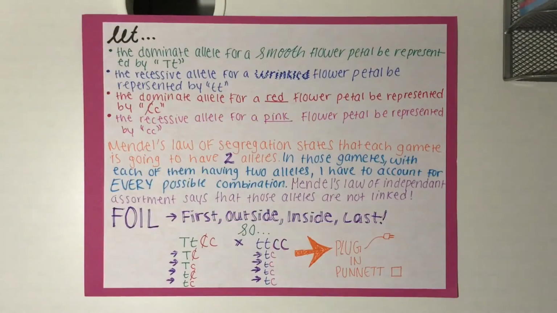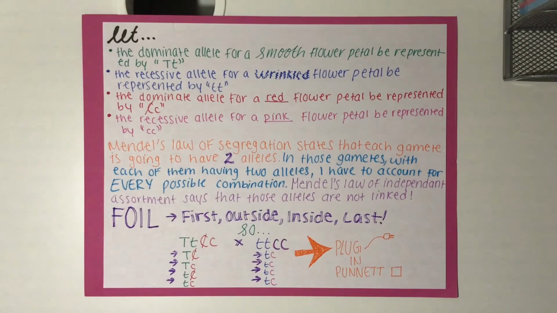To begin solving this problem, there is a series of steps I must follow. First off, I'm going to define the variables, which are the letters that will represent the alleles. The dominant allele for a smooth flower petal will be represented by capital T, lowercase t. The recessive allele for a wrinkled flower petal will be represented by lowercase t, lowercase t. The dominant allele for a red flower petal will be represented by capital C, lowercase c, and the recessive allele for a pink flower petal will be represented by lowercase c, lowercase c.